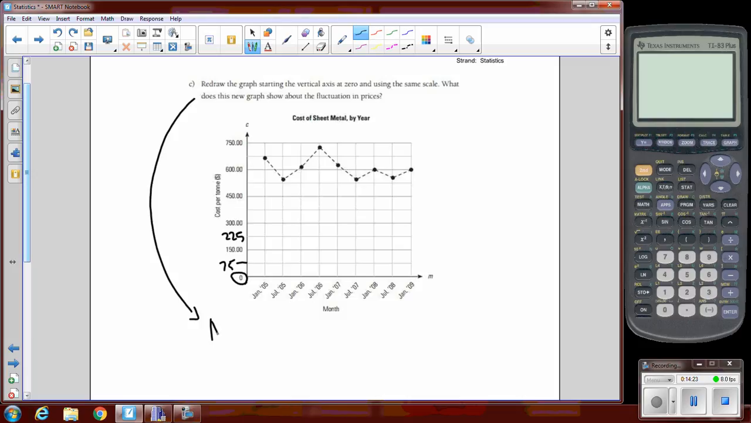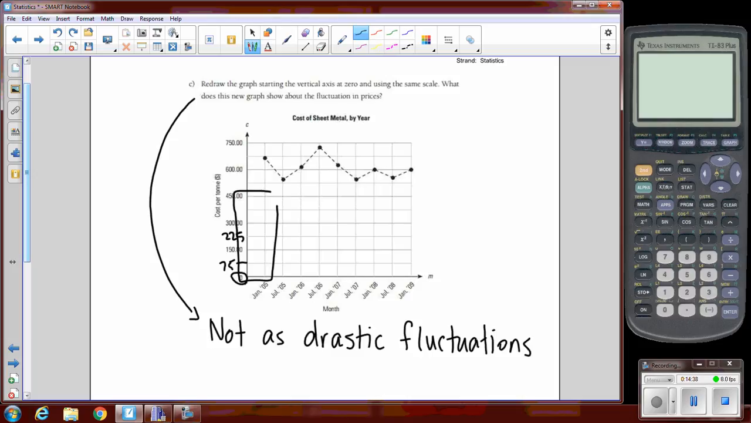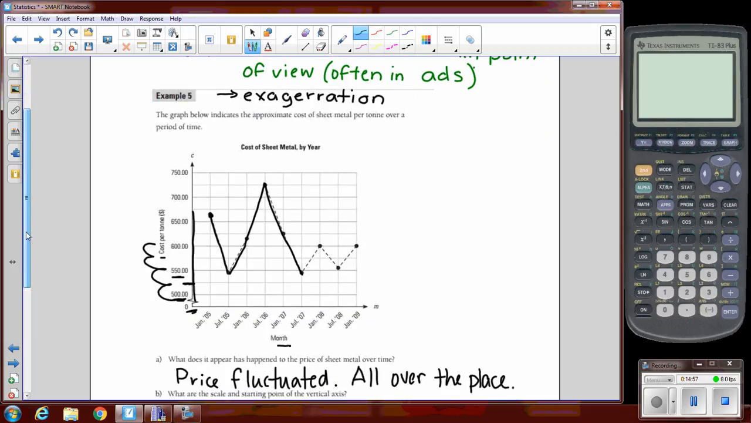Well, it's telling us the fluctuations were not as drastic. Yes, the price is still going up and down, but now when I show all the numbers here and make the graph a little more comparable to money, we can see the price went down, it went up, it went down, but it doesn't seem as drastic because I pulled away from the graph and didn't zoom into all those fluctuations. The fluctuations don't look as drastic here as they do on the exact same graph with a different scale chosen on the vertical axis.